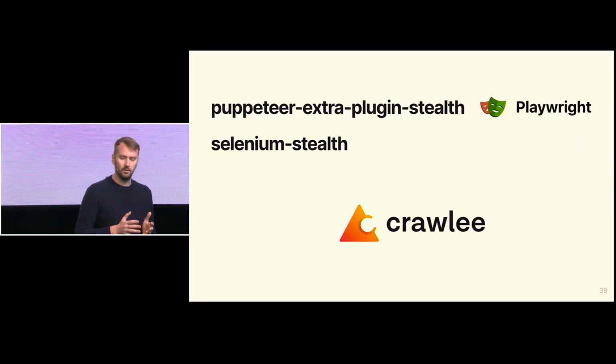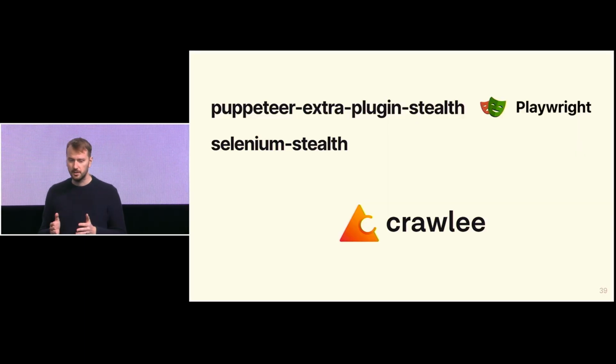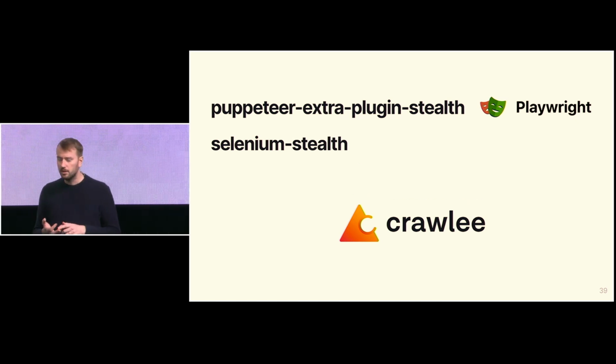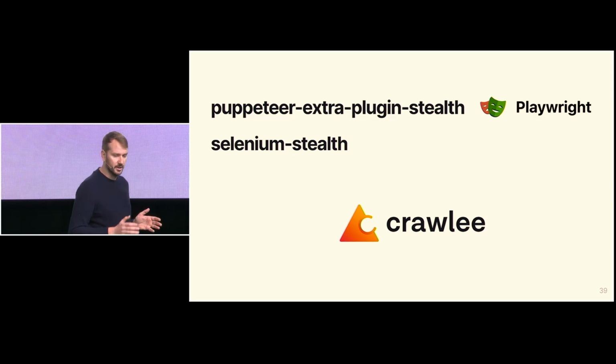Fortunately, there are a lot of libraries that help you deal with that and have a real fingerprint. There are stealth plugins for Puppeteer, Playwright, and Selenium, or you can use a full-blown scraping library like Crawlee, which is available for both Node.js and Python, and which helps you manage the scraping and impersonation all at once.